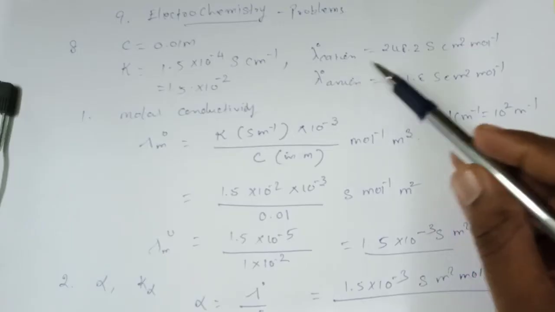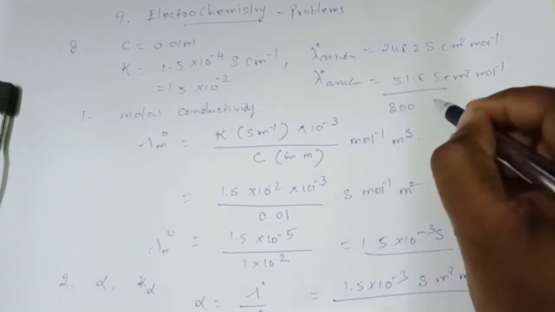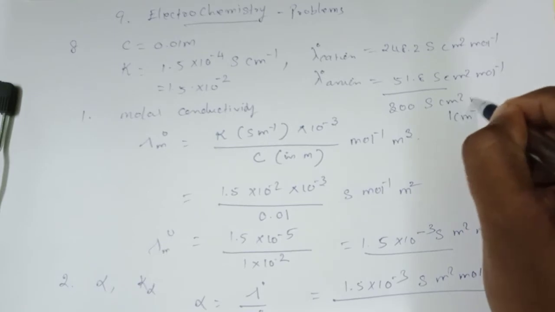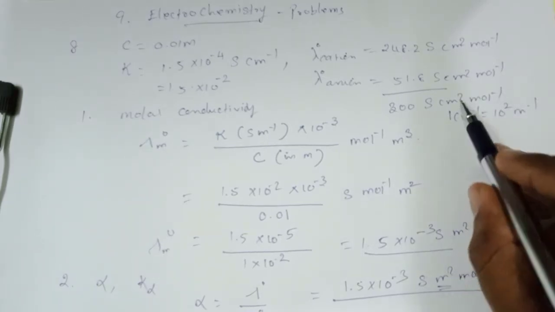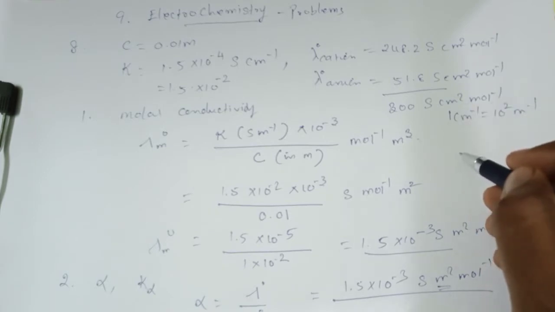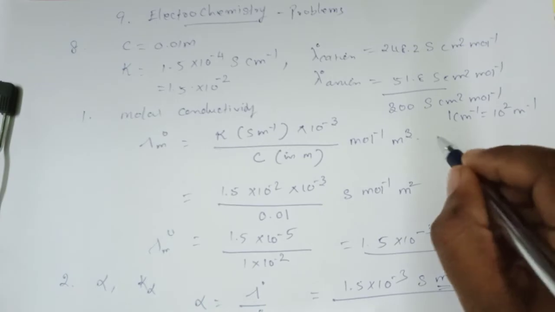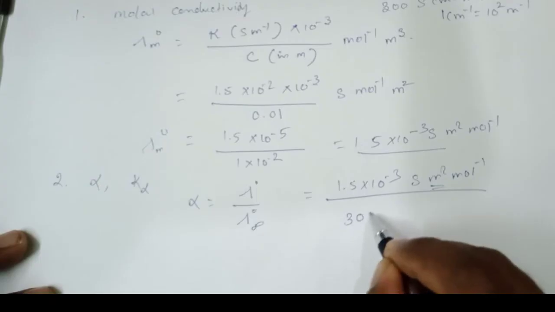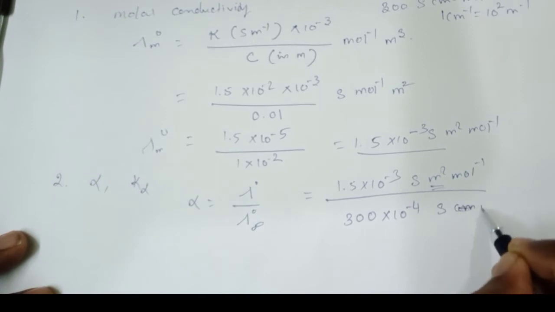Lambda cation and lambda anion; when you add both these values you get around 300 Siemens centimeter square mole inverse. But you have to convert it into meter square, so centimeter square to meter square, multiply by 10 to the power of minus 4. So it will become 300 into 10 to the power of minus 4 Siemens, sorry, meter square mole inverse.